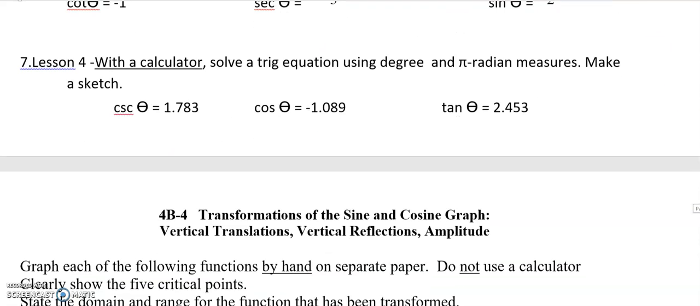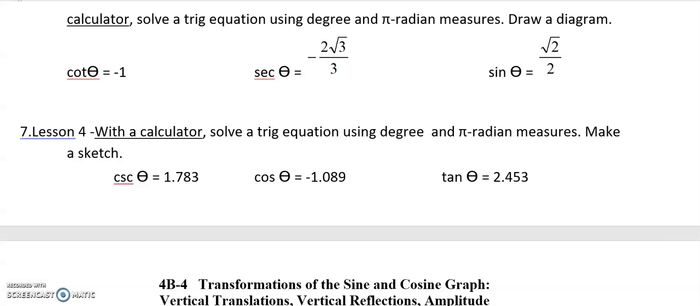And then number 7, it says with the calculator, solve the equation using degrees and pi radians and make a sketch. So I'm asking you to use the calculator. To do it in the calculator, remember, if it's on both sides, we use the reciprocal, and we reciprocate the value. So you're going to put in your calculator sine inverse of 1 over 1.783. I get about 34 degrees. So 34 degrees would be quadrant 1.